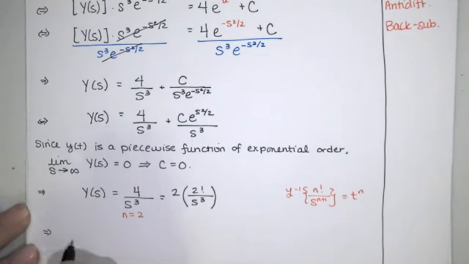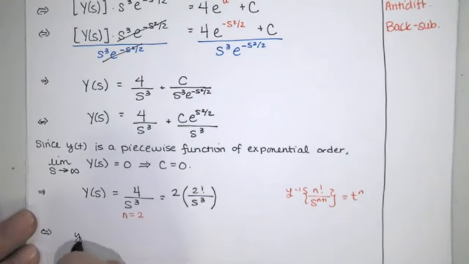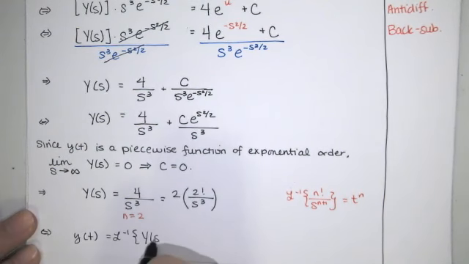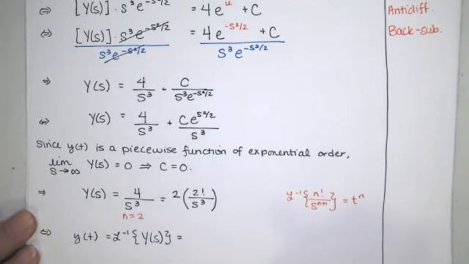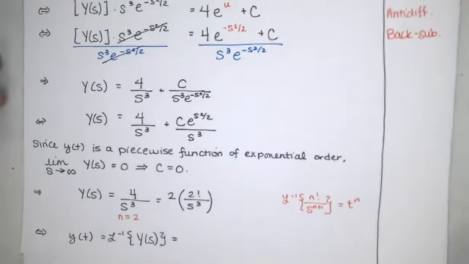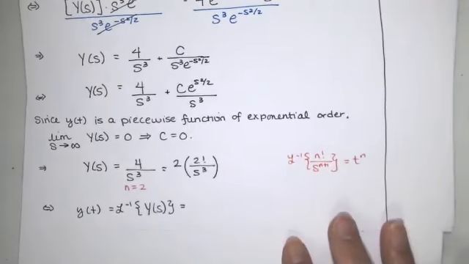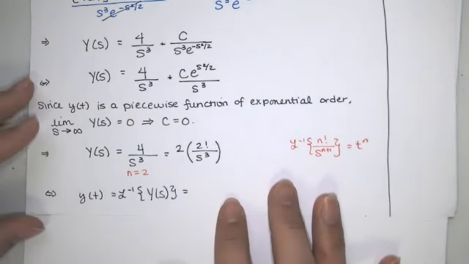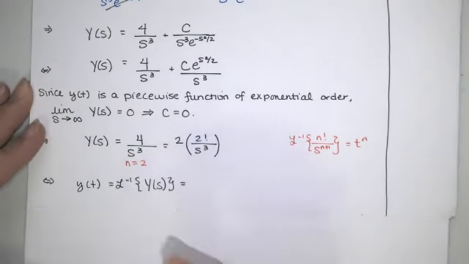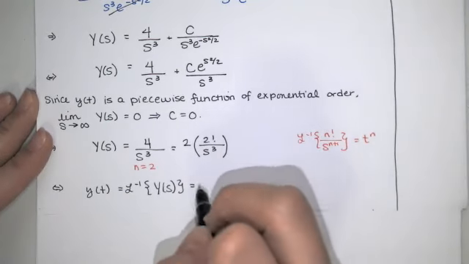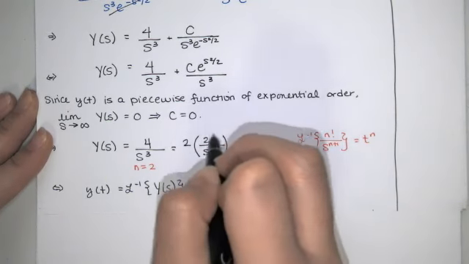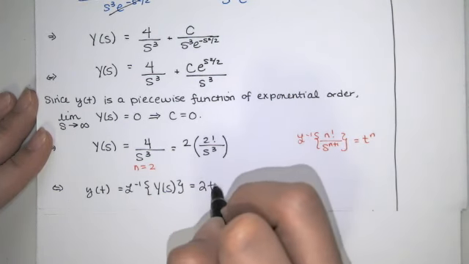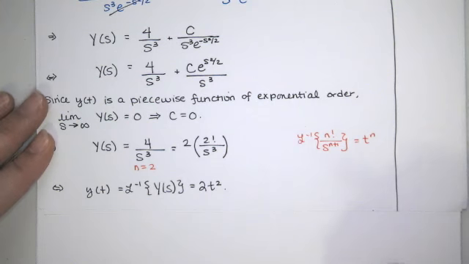And then we can take the inverse transform. So y of t is the inverse transform of y of s. And of course, I mean inverse Laplace transform. And the inverse transform of 2 times this function of s is 2 times the inverse transform of this piece, which is t to the n with n equals 2. So it's just 2t squared.